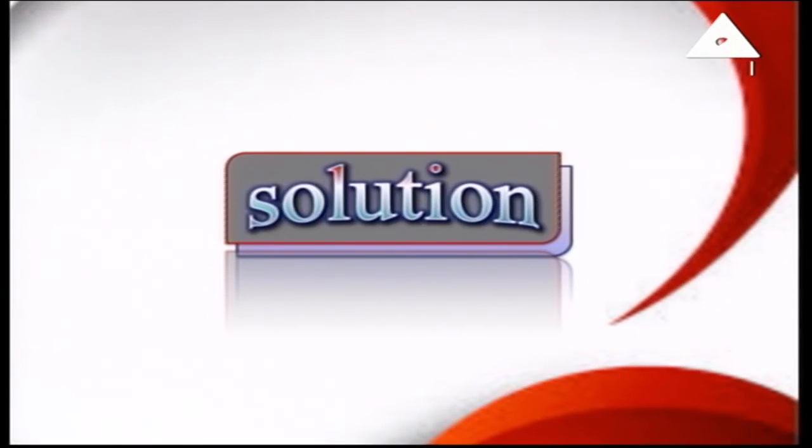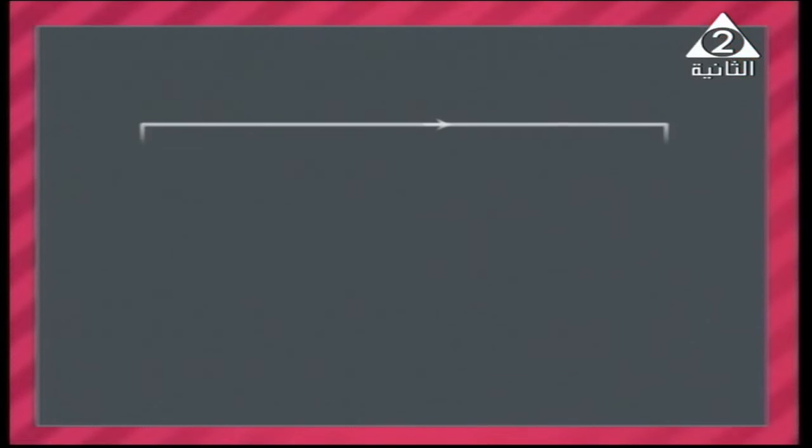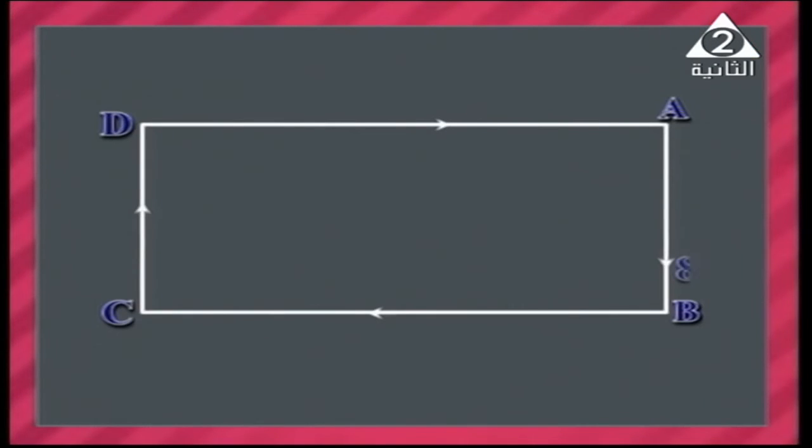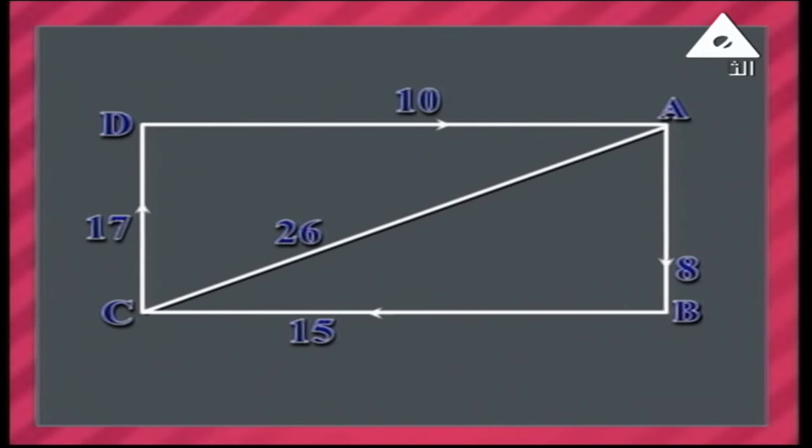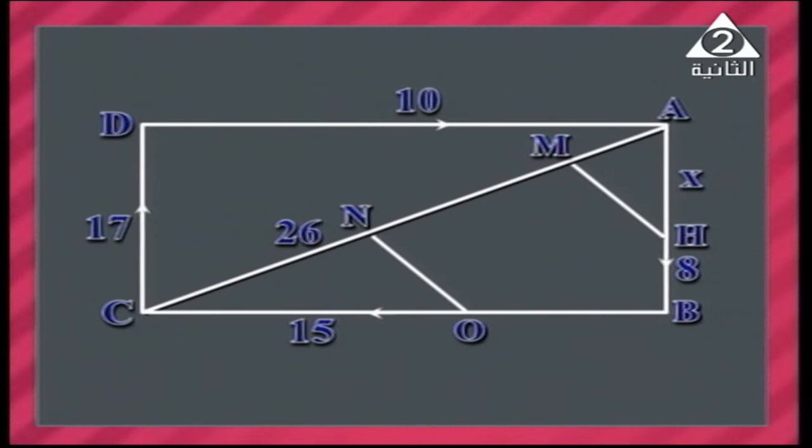Solution. My dear student, look, ABCD is a rectangle. The forces are 8 acting at AB, 15 at BC, 17 at CD, 10 at DA. Also, we have 26 along AC. Look, my dear student, we have point N and point M belonging to AC. Point H belongs to AB. Point O belongs to BC.